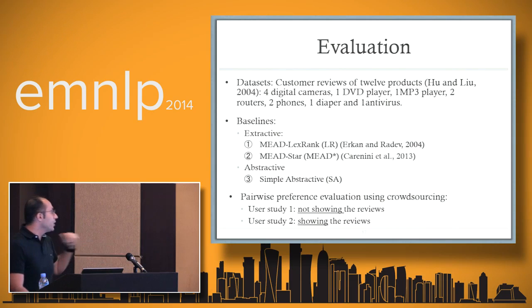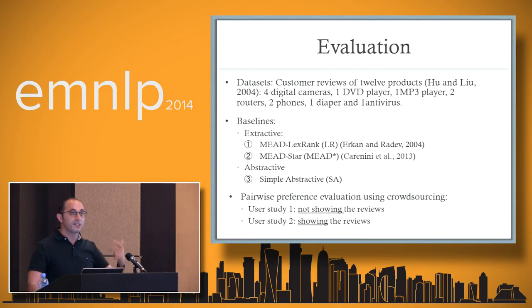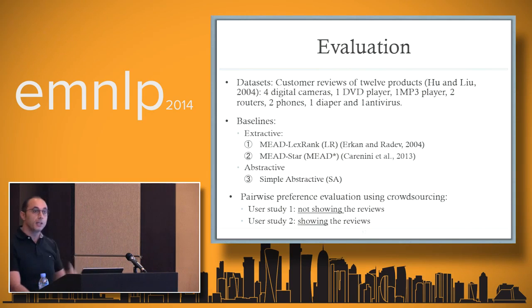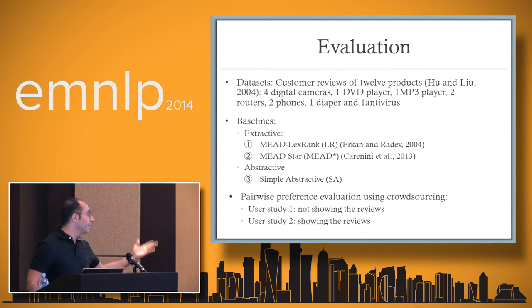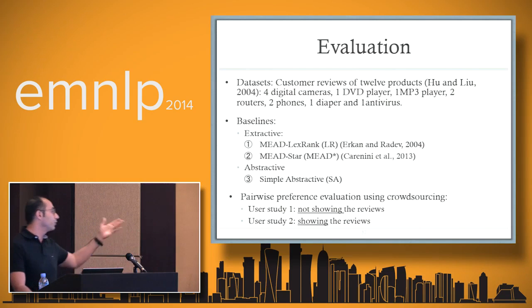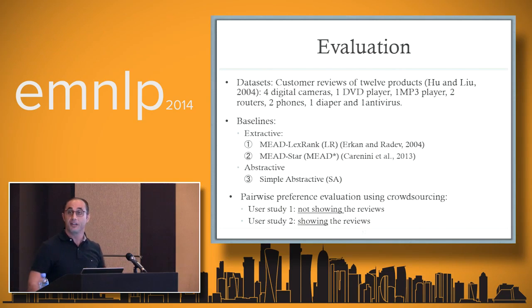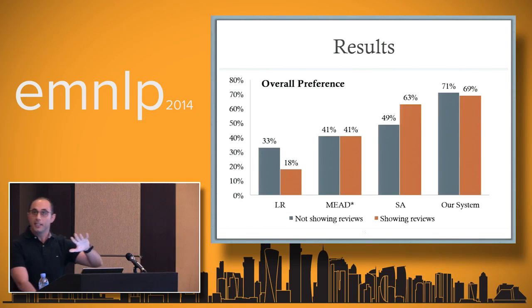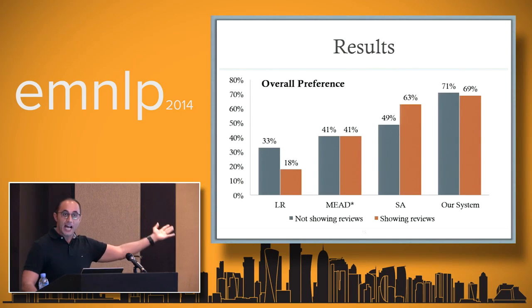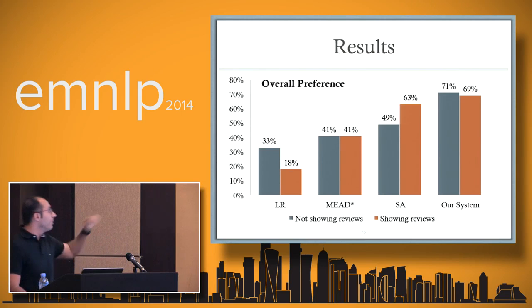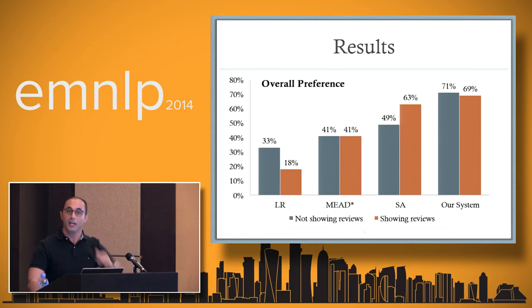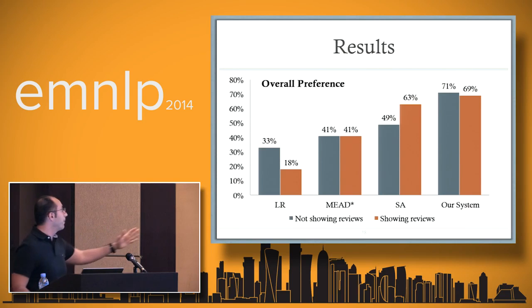And for our evaluation, we use pairwise preference evaluation using crowdsourcing. We run 2 user studies. In user study 1, we don't show the reviews to the raters, and in user study 2, we show the reviews to the raters. We have a lot of qualitative and quantitative analysis on our results, but I show you the most important one, and then I leave the rest for you to read in our paper.